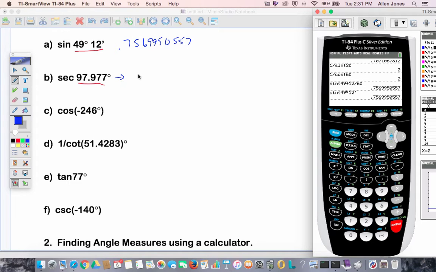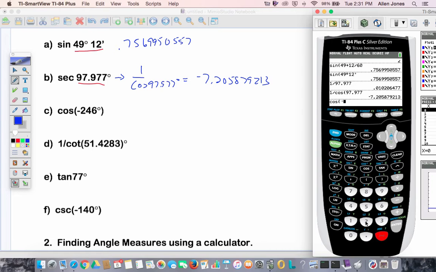Oh, we talked about our conversion for secant. Secant is 1 divided by the cosine of 97.977 degrees. So 1 divided by 97.977 gets me a decimal value of, oops, that's not right, so let's try that again. 1 divided by the cosine, I missed the cosine, 97.977. And that gets us negative 7.205879213.